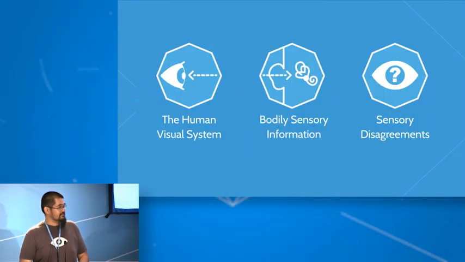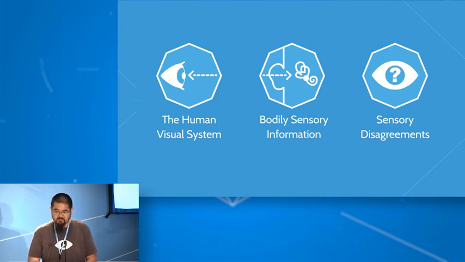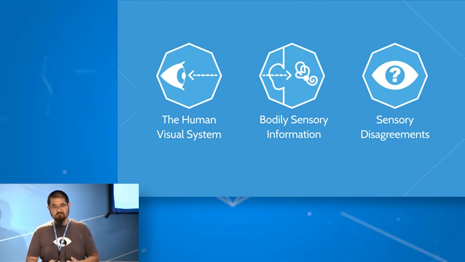So this talk is going to have 3 parts. I'm going to give you the briefest of overviews to the human visual system, which is sort of my bread and butter, at least in my training. We're going to move into some discussion of the bodily senses involved in perception, and we're going to talk about sensory disagreements, which is sort of where the meat of discomfort in VR experiences lies.